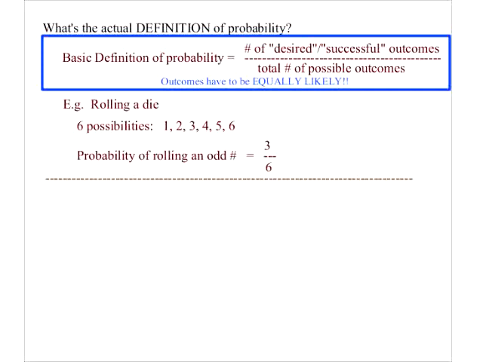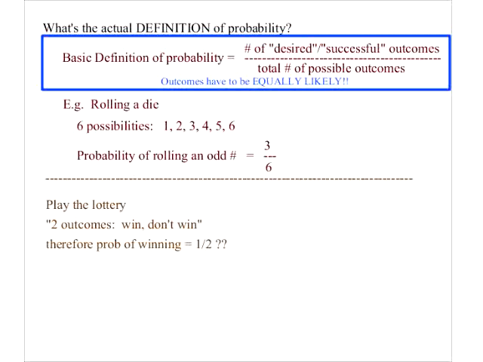If you think about an example of playing the lottery, you could say there are 2 outcomes. You either win or you don't win. Therefore, the probability of winning would be 1/2. I mean, that would be really nice, but of course it's not true. The chance of winning the lottery is not actually 1/2.